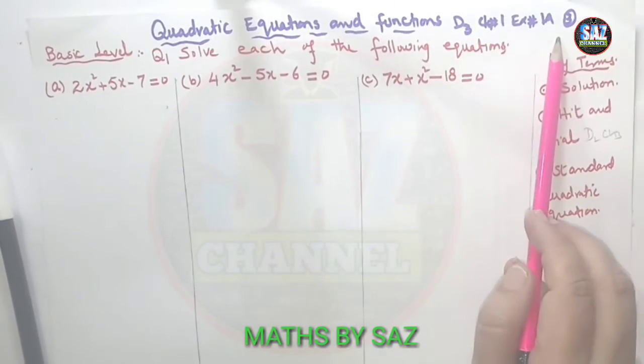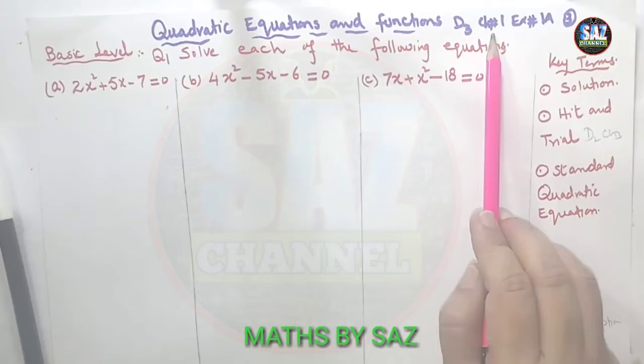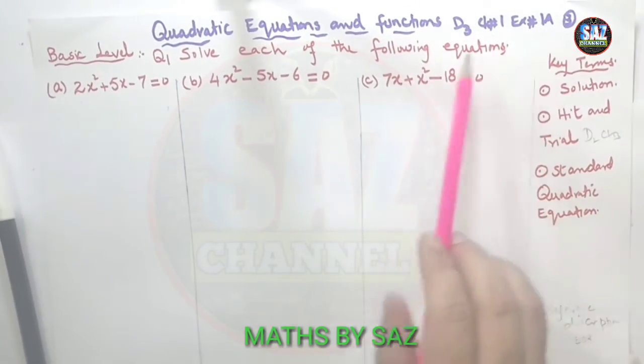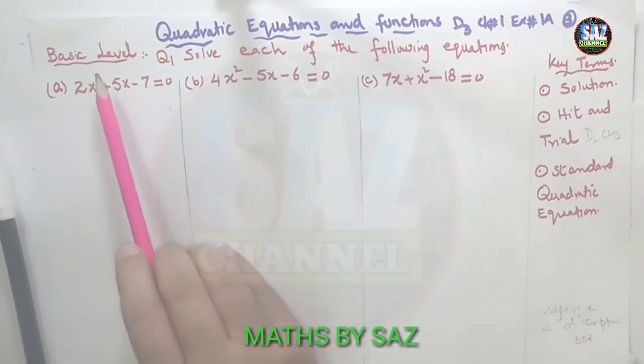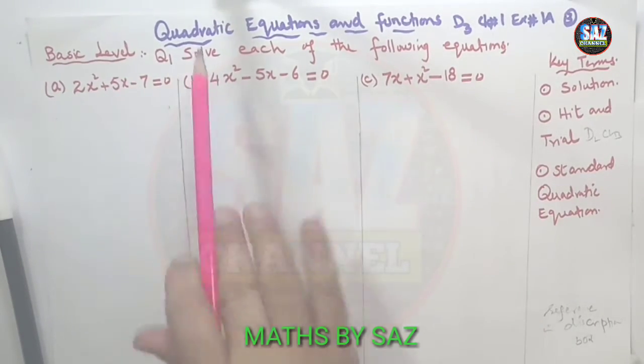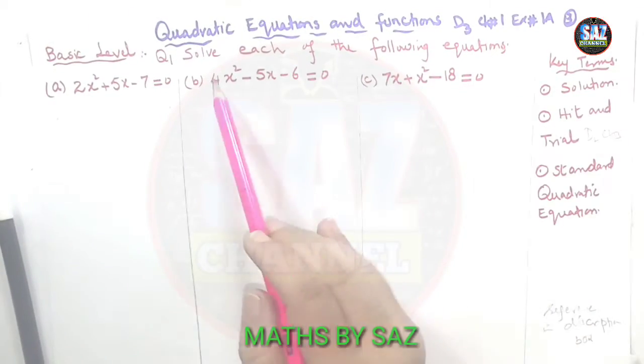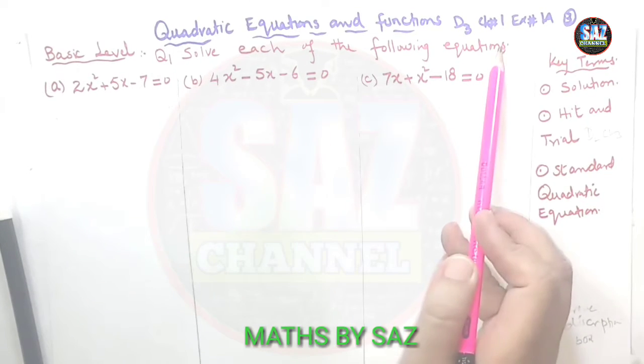This is my third lesson of D3 chapter number 1 exercise 1A, that is quadratic equations and functions. In this lesson I'll solve basic level question number 1. The question says solve each of the following equations.